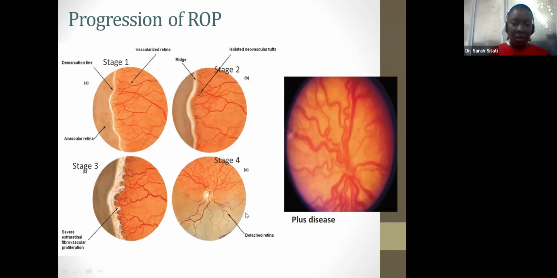By the time we reach stage 4, we are losing the fight. We prefer that no children go into stage 4, because at this point you require surgery to treat this.